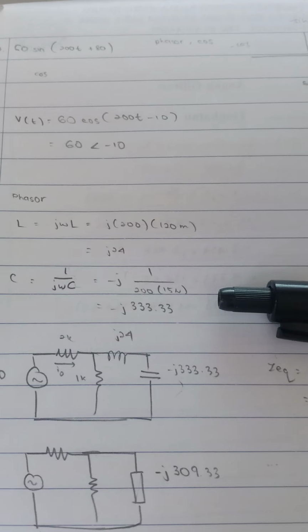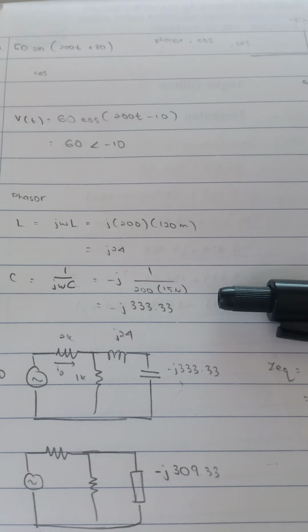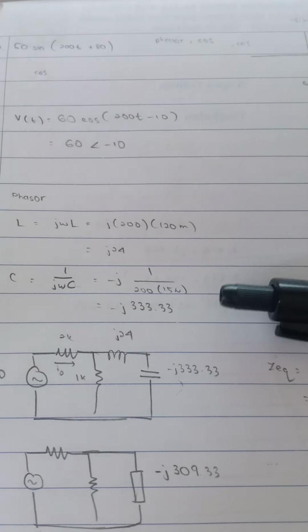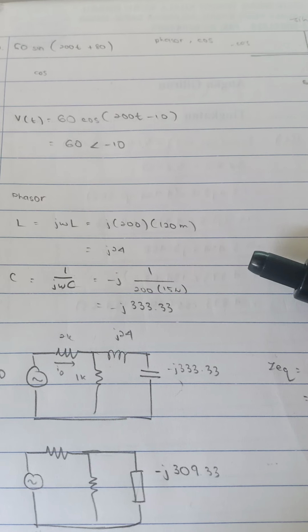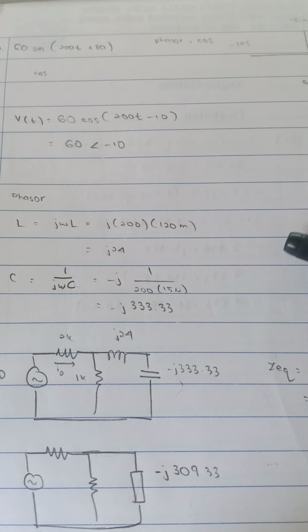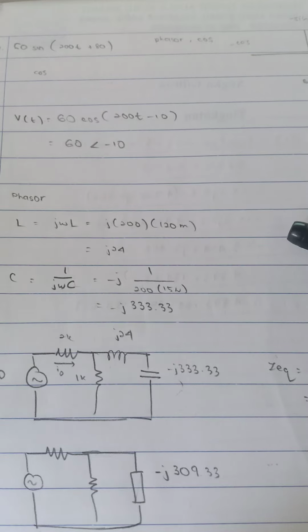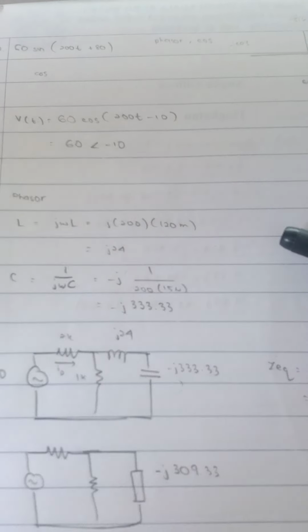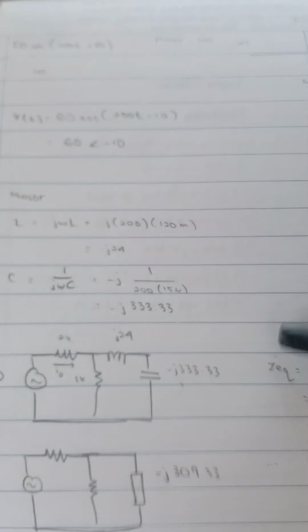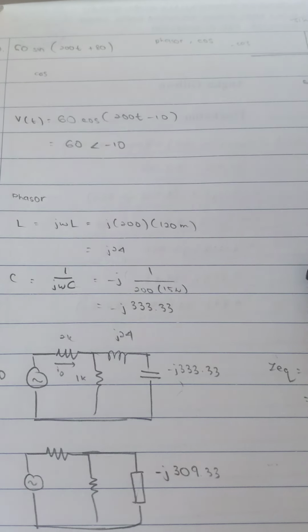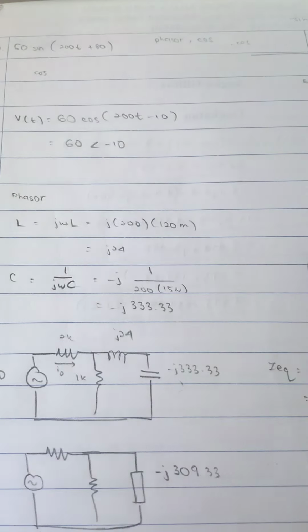In the question they ask to determine I naught in the circuit, and we know that we should use phasors to answer this question. So we will check whether the circuit is all in phasor form. In the power supply, the equation is 60 sine 200t plus 80.